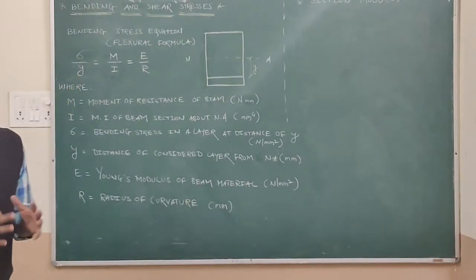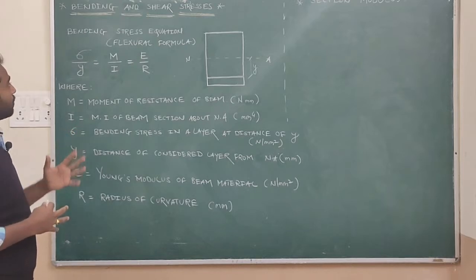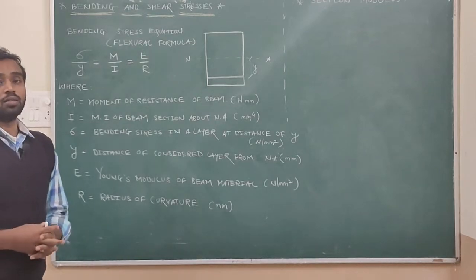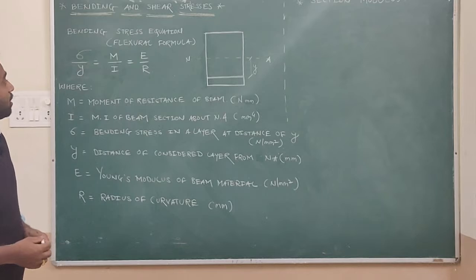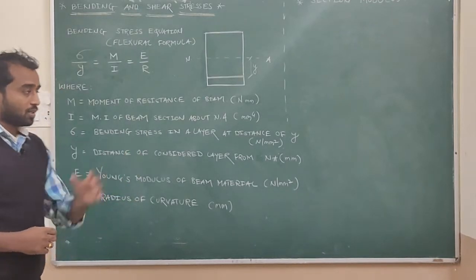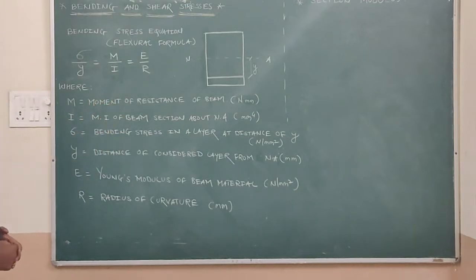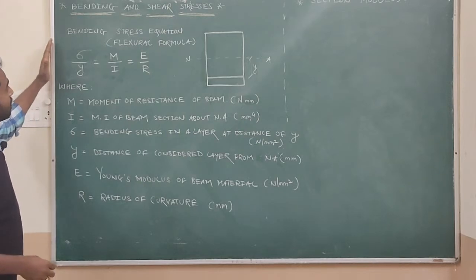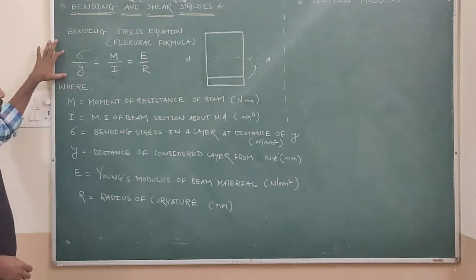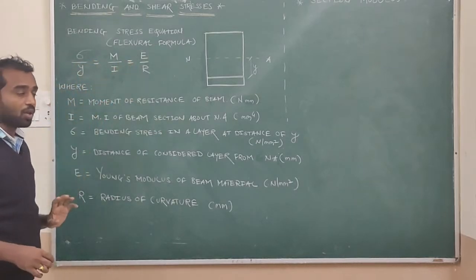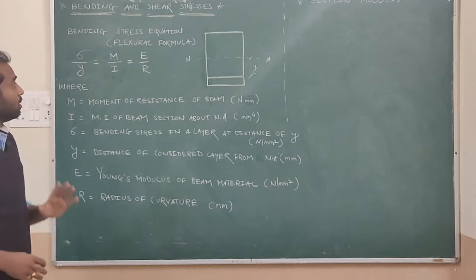Okay, now the detailed derivation of the bending stress equation, which is also known as the flexural formula, is given in the notes itself. Today we will just see briefly about this particular formula and some other terminologies. The basic bending stress equation is given by the formula sigma by y is equals to M by I is equals to E by R. The detailed derivation is given in the book itself.